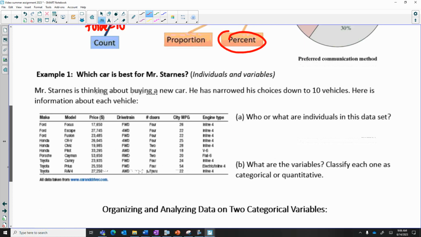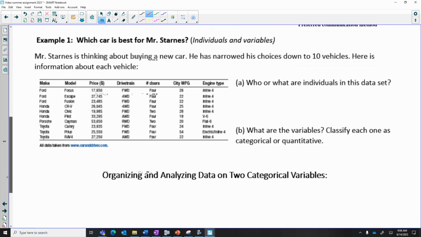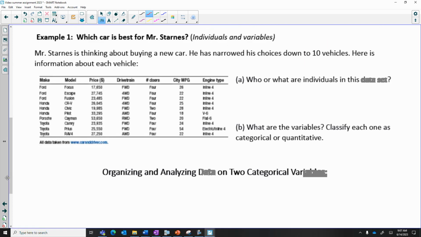So now I want you to look at this example down below. It's going to ask you about some individuals, and they asked them a bunch of questions, and I want you to write down who the individuals are, or what they are if they're not people. And then I want you to identify the variables like I did above and state if each one is quantitative or categorical. You can just write on the top C for categorical or Q for quantitative. So stop the video here and do that now.